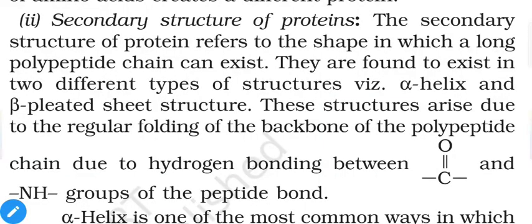Now the secondary structure of protein refers to the shape in which long polypeptide chains can exist. They are found to exist in two different types of structures, that is alpha helix and beta pleated sheet structure. This structure arises due to the regular folding of the backbone of the polypeptide chain due to the hydrogen bonding between C=O and NH groups of the peptide bonds.